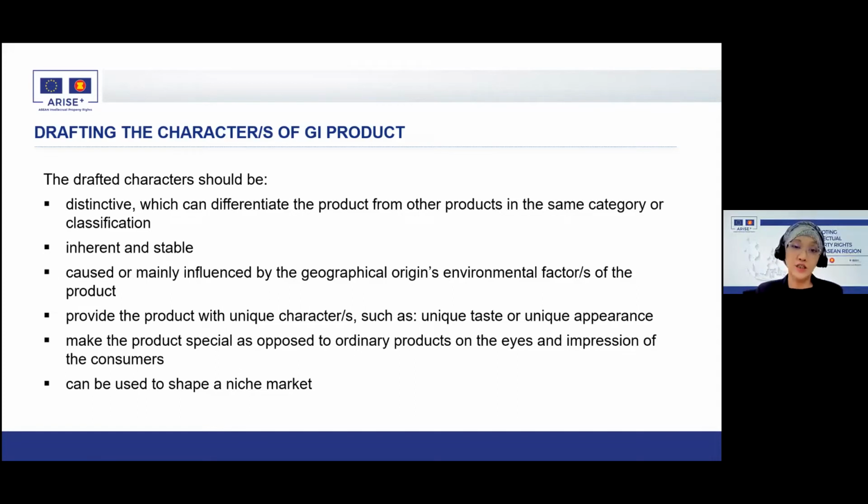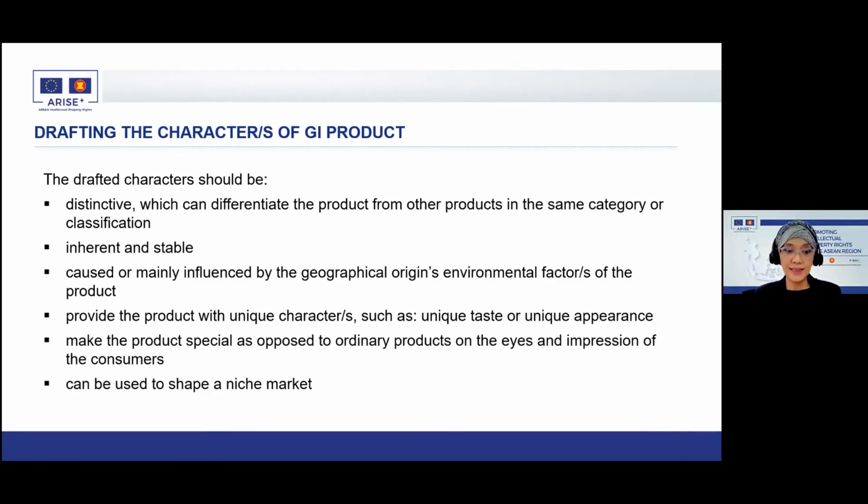The character should also be inherent and stable. It should also be caused by or mainly influenced by the geographical origins and environmental factors of the products. The character should also provide the product with unique characters such as unique taste or unique appearance, and make the product special as opposed to ordinary products on the eyes and impressions of the consumer.